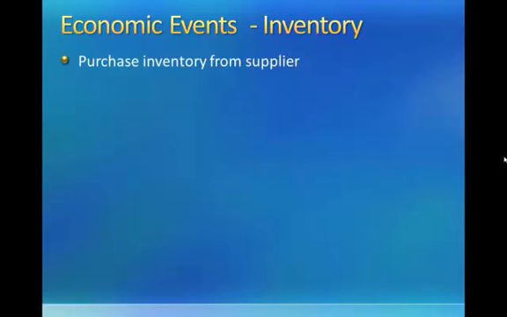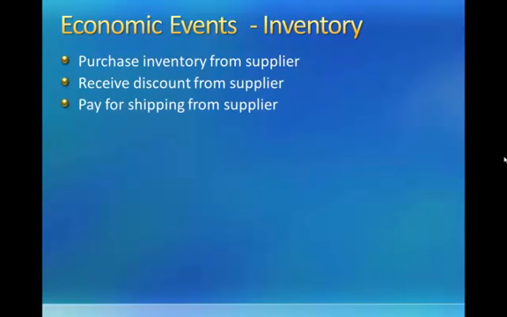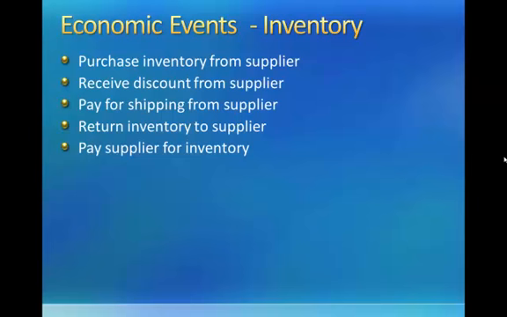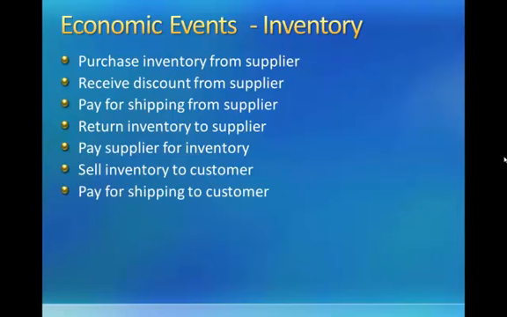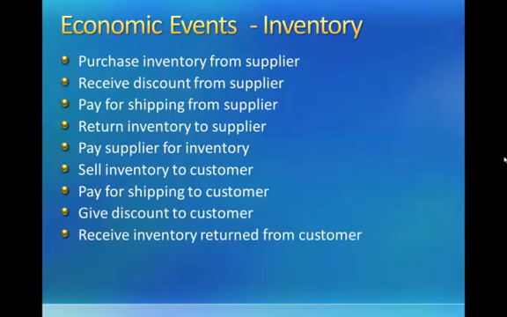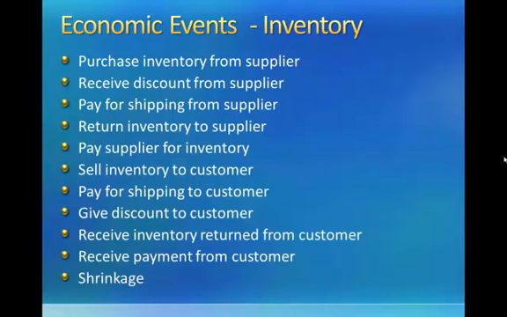The economic events related to inventory that we will study, and remember, we'll study it only for merchandising companies, are purchasing inventory from a supplier, receiving a discount from the supplier, paying for shipping from the supplier, returning inventory to the supplier, and paying the supplier for inventory. Then we will study selling inventory to the customer, paying for shipping to the customer, giving a discount to the customer, and receiving inventory returns from the customer, as well as receiving a payment from the customer. Finally, we have something called shrinkage that we'll study at the end.